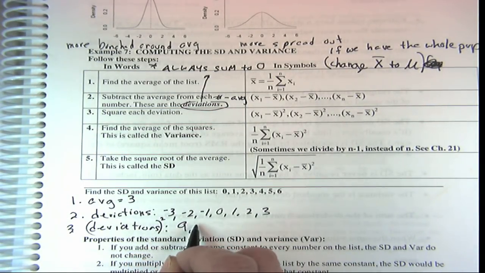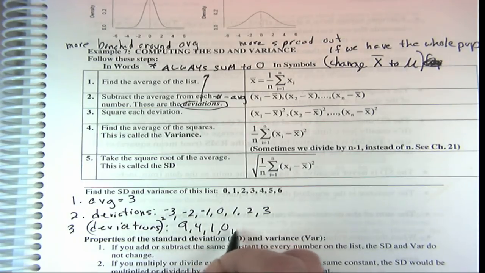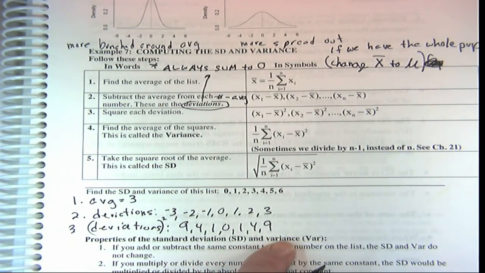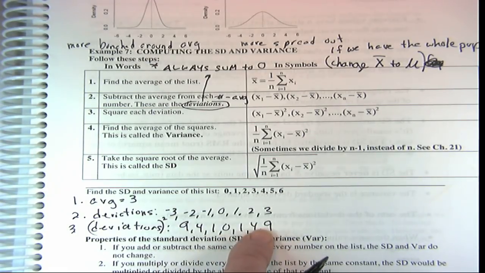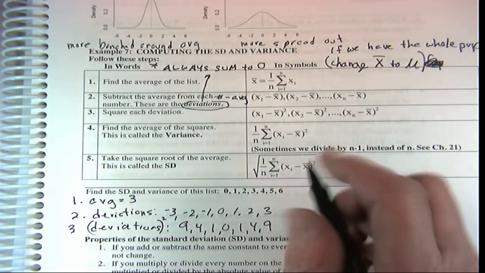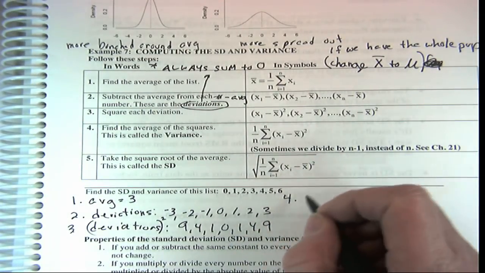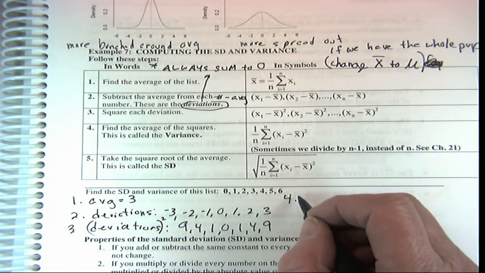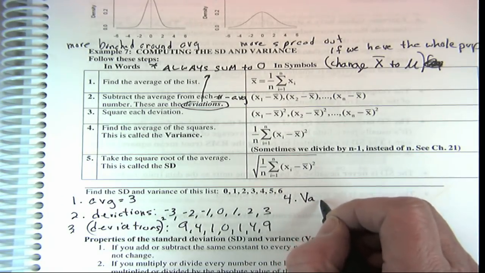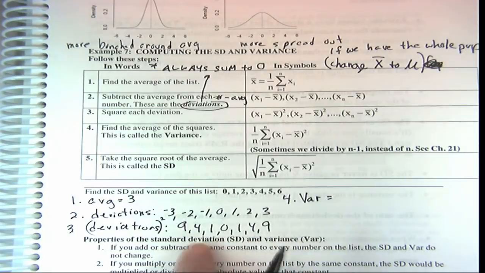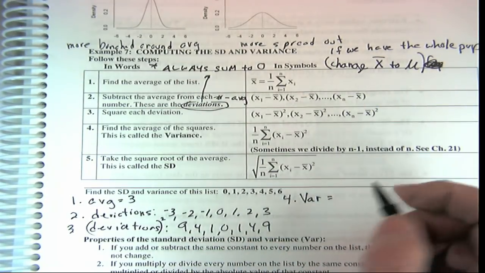So you get 9, 4, 1, 0, 1, 4, and 9. All right? So now if you take the average of these, that's the average of the squared deviations. That's what's called the variance. Okay? So that's step 4, the variance. So the variance is equal to, you just add all those up, just take the average of those.